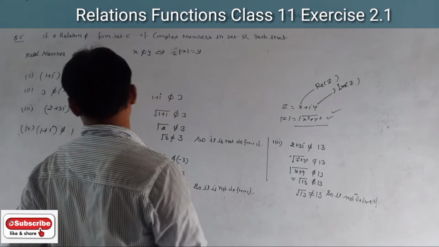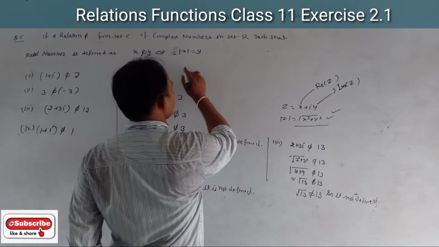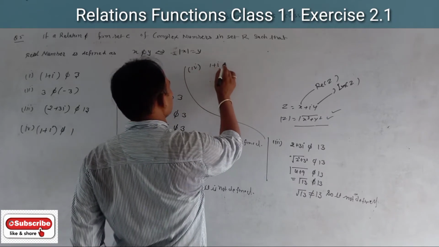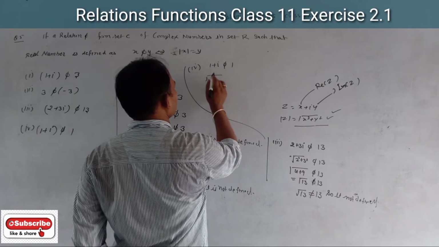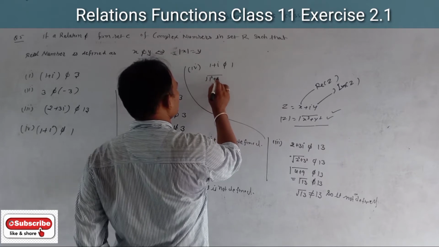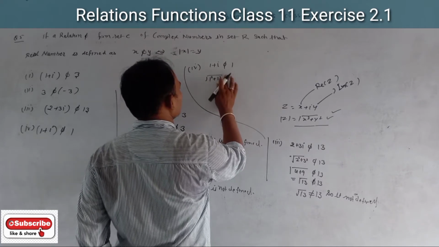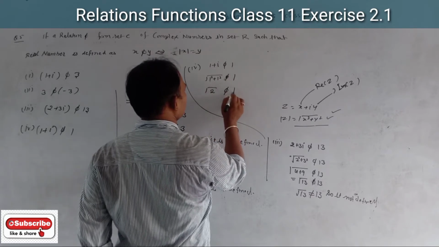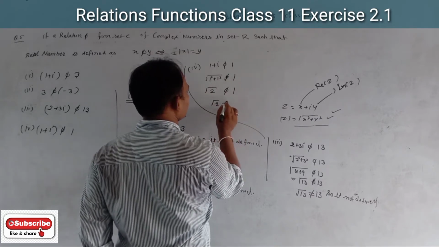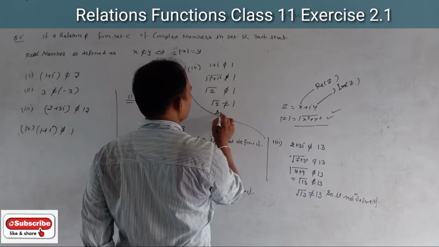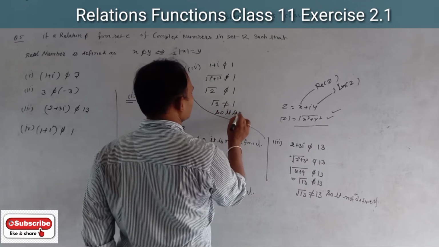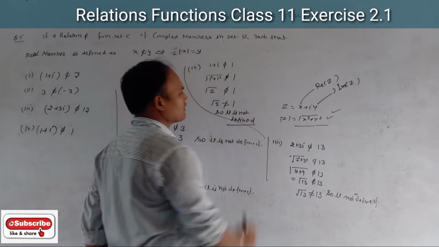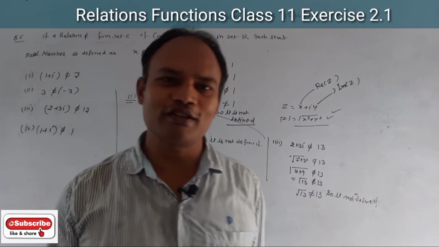Now, what is the fourth one? Look here. 1 plus iota phi 1. So it is 1 square plus iota's 1 square, which is root 2, phi 1. Root 2 is not equal to 1, so it is not defined. What a question, every part of this is not defined. Okay.